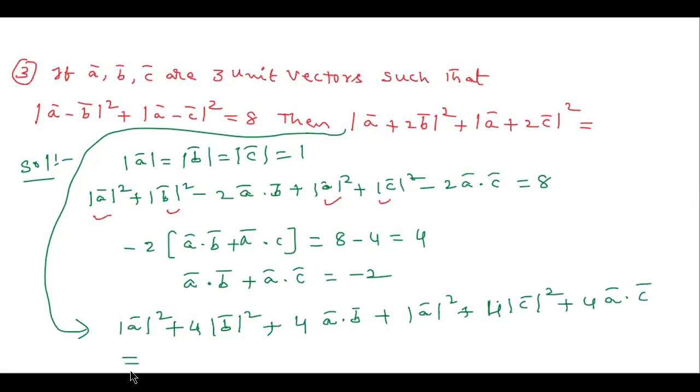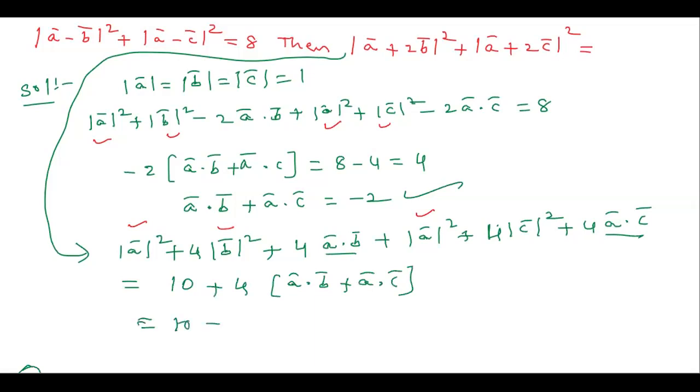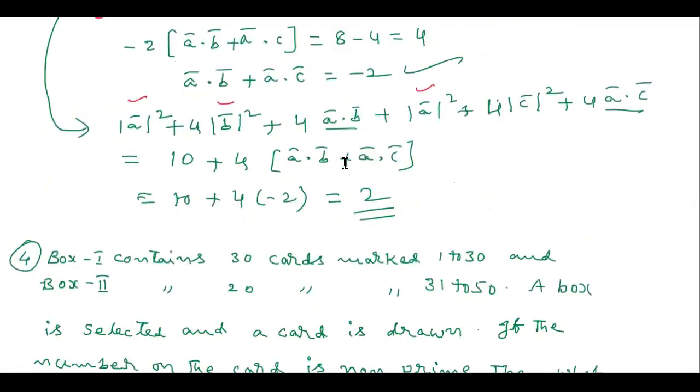Now how many terms are there? Mod A, mod B, mod C here. This is 1, 4, 5, 6, 6 plus 4, totally 10. So 10 plus 4 into A dot B plus A dot C. So we take common A dot B plus A dot C. Already we know that value, so that is 10 plus 4 into minus 2. Calculate this: 10 minus 8. Answer is 2.